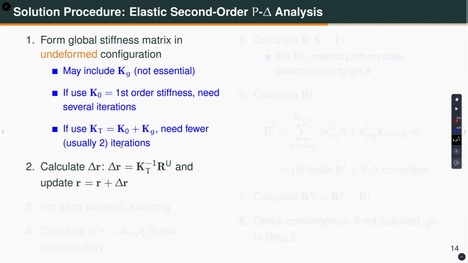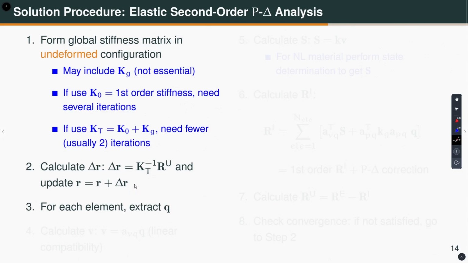So, what we have to do? We calculate the incremental displacement by solving this equation, although I am writing Kt inverse Ru, it is not actually solved like this, with a matrix inverse times this Ru. Okay. So, you determine delta R and then you update the displacement. Remember, R is the structure level degrees of freedom or the displacement. So, the new updated R is the previous R plus delta R.